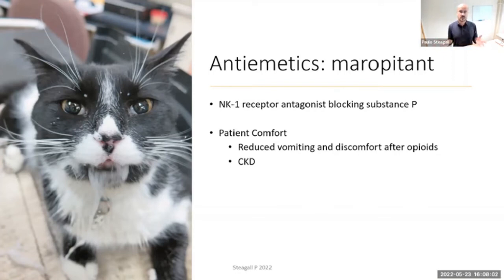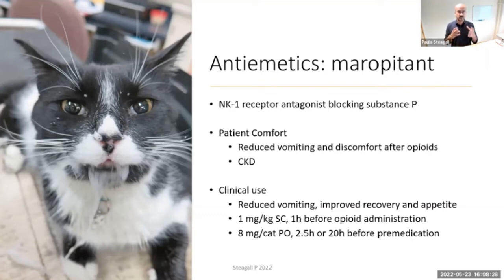For those countries that have available veterinary approved products, such as methadone and buprenorphine, I would stick to these two opioids instead of hydromorphone or morphine that can produce vomiting. There's also some literature using maropitant to reduce vomiting in cats with CKD with positive results.